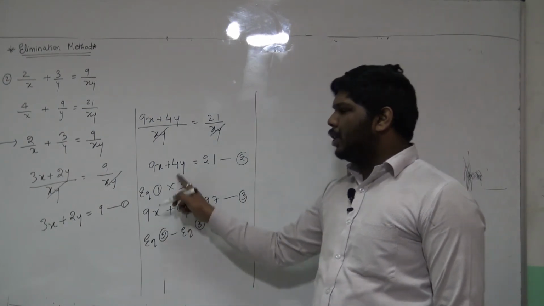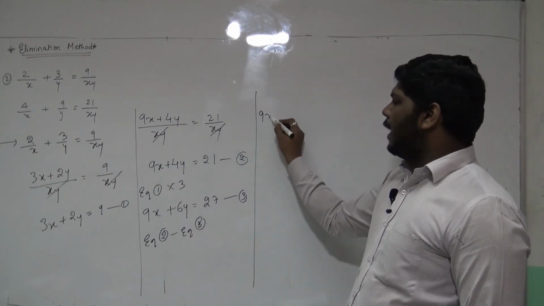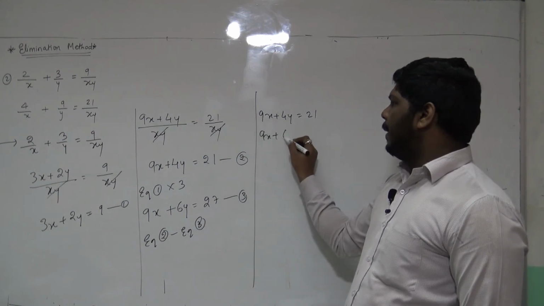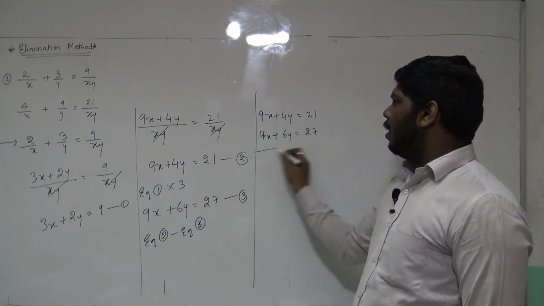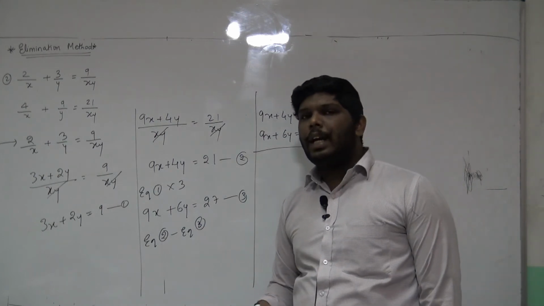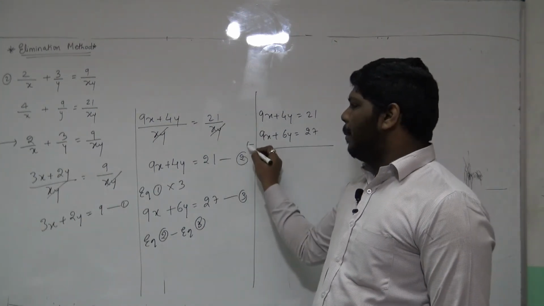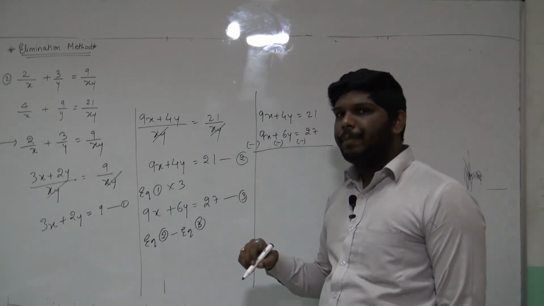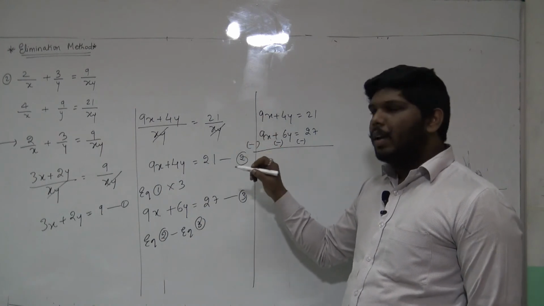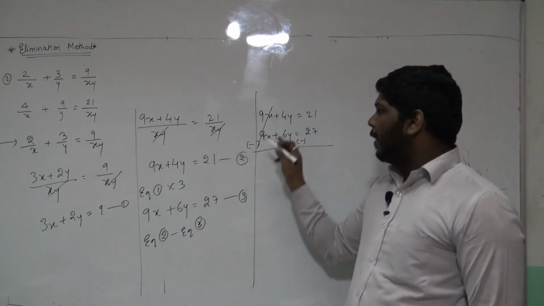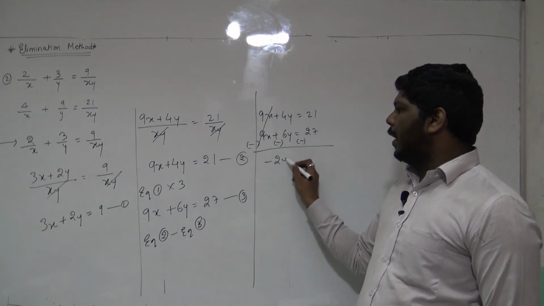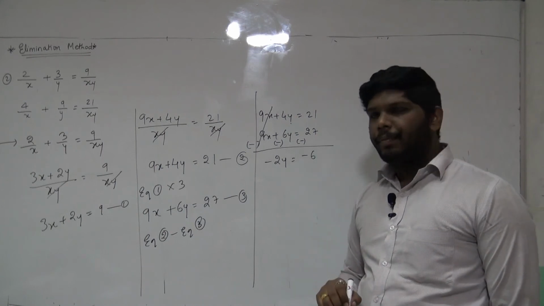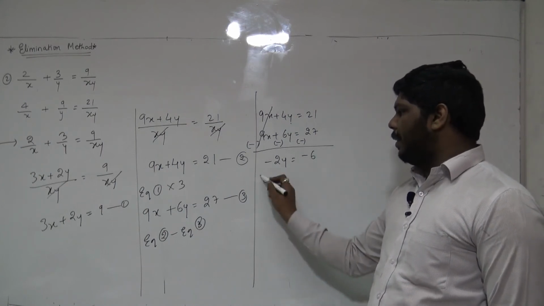Let us rewrite equation number 2 and 3 here. 2 is 9x plus 4y is equal to 21, and 3 is 9x plus 6y is equal to 27. Now on subtraction, we should know that the sign of the second equation changes. So this will become minus, and this will also be minus, and this will also be minus. Here 9 minus 9 will give you 0, 4 minus 6 will give you minus 2y, and 21 minus 27 will give you minus 6. So the value of y will be equal to 3.